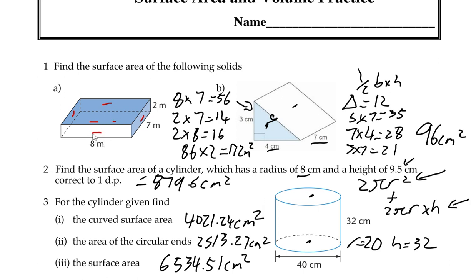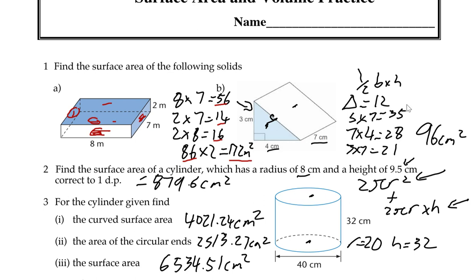So you just need to figure out how much one of those sides is, and then double it, okay? So 8 times 2 is 16. That'll be for this one over here. 2 times 7 is 14. That'll be one of these ones on the side. And then let's just say that this blue part, the roof, if you will, of this object is going to be 8 times 7, which is 56. You add those all up, you get 86. You multiply that by 2, you'll get 172 meters squared.